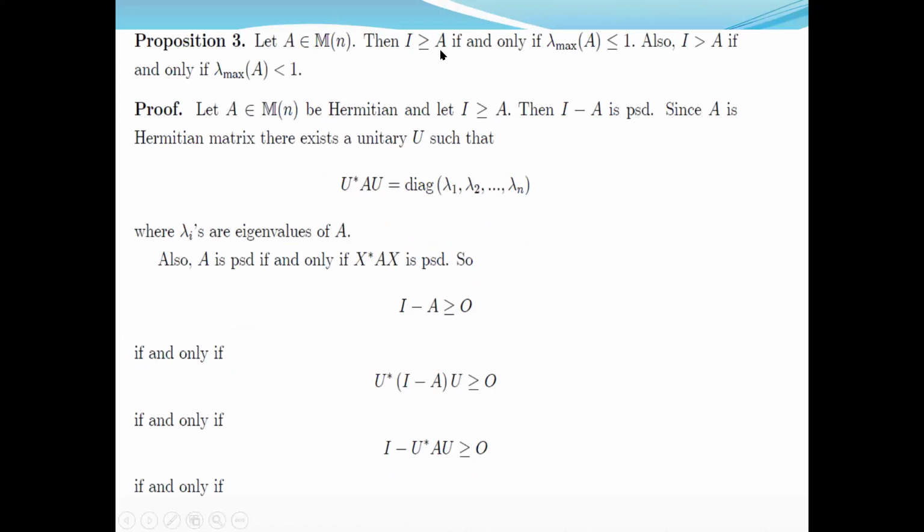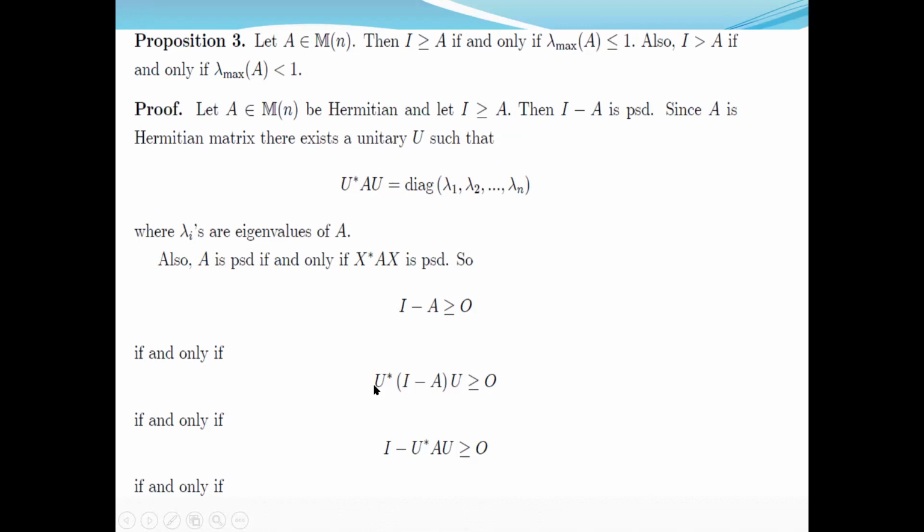Now let A belong to Mn. Then I, identity, is greater than or equal to A if and only if lambda maximum is less than or equal to 1. Also for strict inequality, we have lambda maximum less than 1. Now A is Hermitian, therefore unitarily diagonalizable. Also A is positive definite. We have studied this. X star AX is positive semi-definite. So I minus A is greater than or equal to 0.